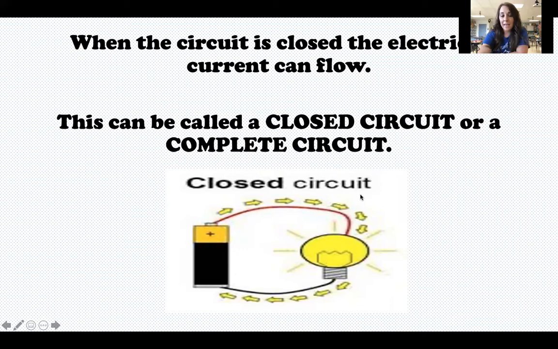The light bulb is able to turn on. We have what we call a constant flow of electrons. Energy can continue to flow. That's why our light bulb was on, or our buzzer would buzz, or our fan would turn on, or whatever it is, okay?